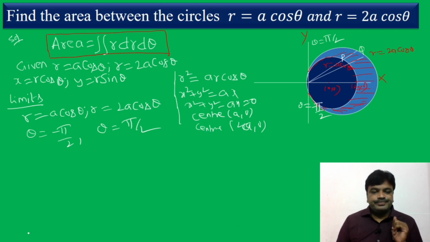Once again, he has given the circles r equals a cos theta and r equals 2a cos theta. How does it represent a circle, friends? Multiply r on both sides, then we get r square equals a r cos theta. Clearly r square means x square plus y square, and r cos theta means x. So its center is a comma 0, and of course we can find the radius is a. The second one also represents a circle. This is just to understand why it is called a circle, friends.